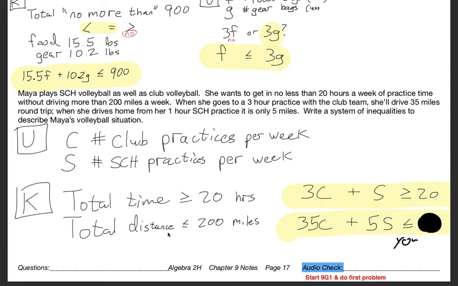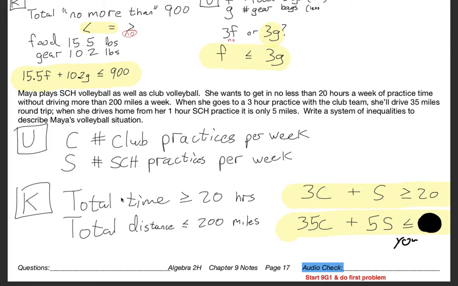But she's trying not to kill her car. Total distance has got to be less than or equal to 200 miles. So there's going to be some balance. In order to satisfy both these conditions, she's got to put in enough practices that will not kill her car. So the way you can write this is 3 times C.